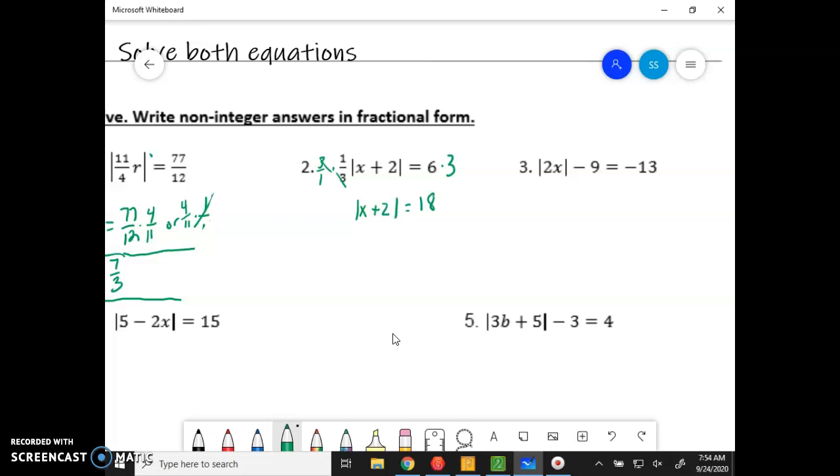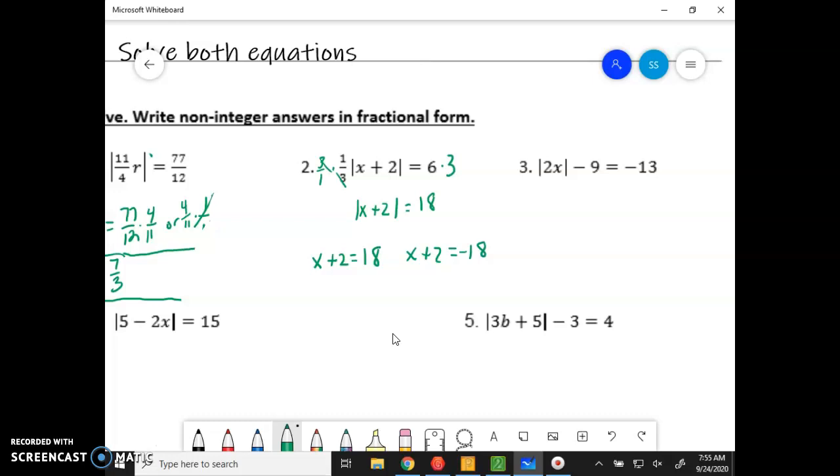Is there going to be a solution? Yes, because this is positive, so there will be a solution. Now we're going to set up two equations: x plus 2 is equal to 18, and x plus 2 is equal to negative 18. And then we solve. And just so you know, it's not always just going to be a plus or minus answer. We will get different numbers, as you'll see here.